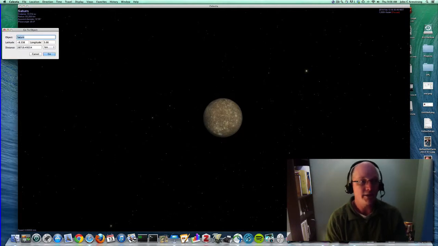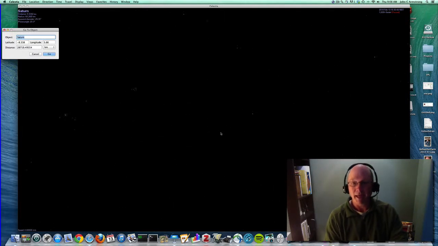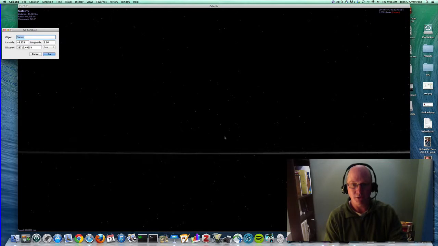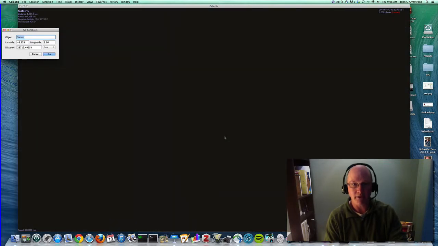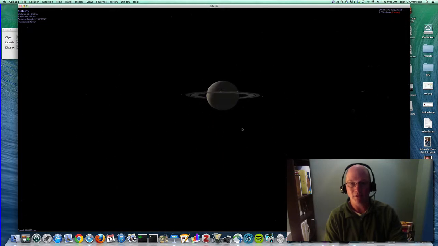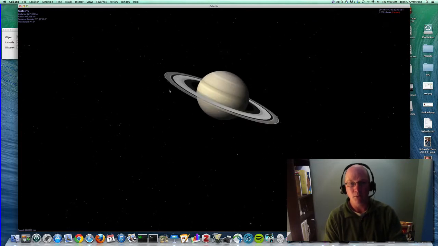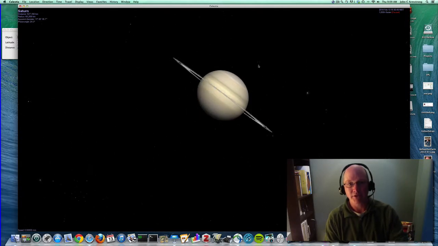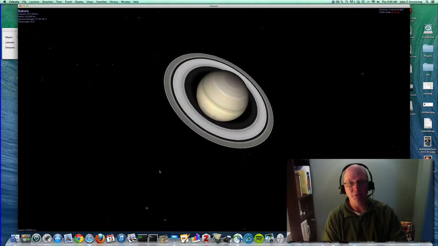Let's go look at Saturn. And Saturn is one of those beautiful objects in the solar system. And if you ever get a chance to go outside and look at Saturn with a telescope, it's pretty amazing. It looks like it's just been painted on the telescope. And all of this imagery I'm showing you is from the robotic explorers that have been around these planets. And you can see the first thing that strikes you about Saturn is this beautiful ring system.